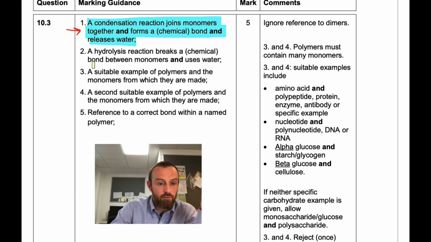Similarly, this other general point, a hydrolysis reaction breaks a chemical bond between monomers and uses water. It's kind of the opposite process. And then we have an example and reference to the correct bond.